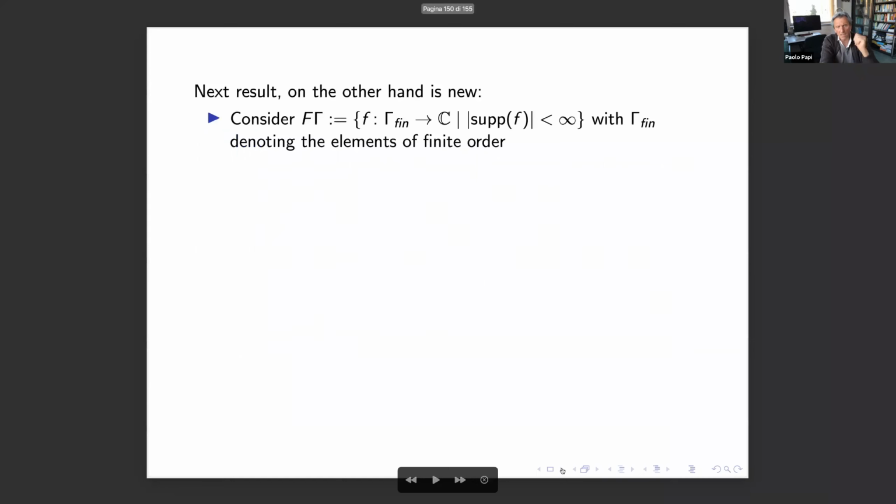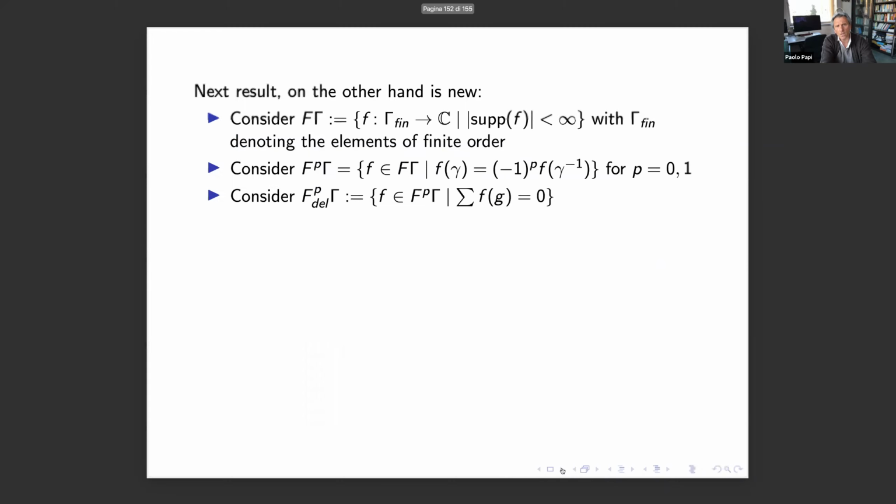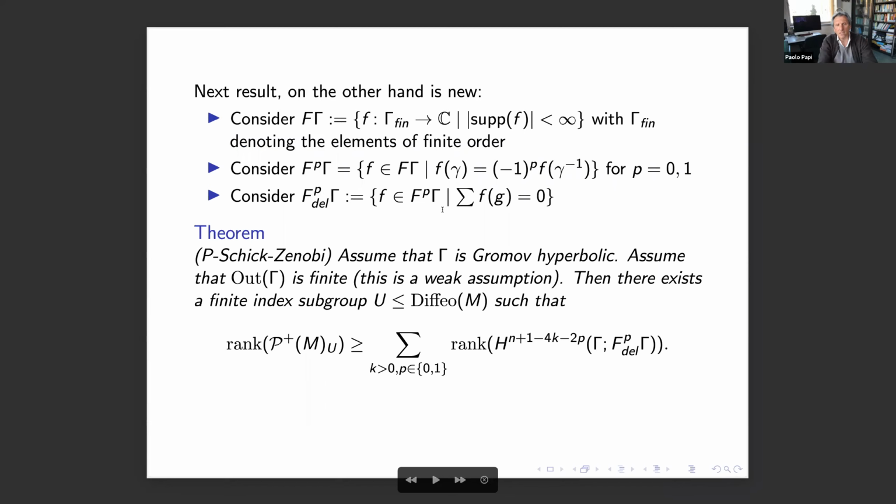Another result, and I stop here, comes from an old paper by Baum and Connes. So we consider F gamma. This is just the maps of finite support on the elements of finite order. And here is a result which sharpens the previous result, namely, assume gamma is Gromov hyperbolic, and assume that the automorphism group of gamma is finite. This is not a strong assumption.